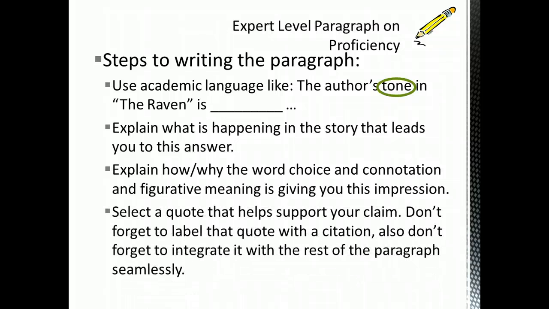Select a quote that helps support your claim. So don't forget to label that quote with the citation too. A lot of you forgot to do that on our last literature proficiency. And try to also integrate it with the rest of the paragraph seamlessly. It should fit within the context of the paragraph that you're writing. Think about the qualifier that we walked through for The Raven in class. You can use that on the test as well to see how we put that together.